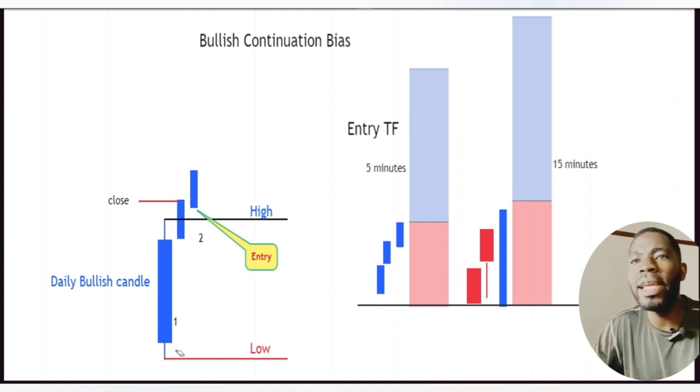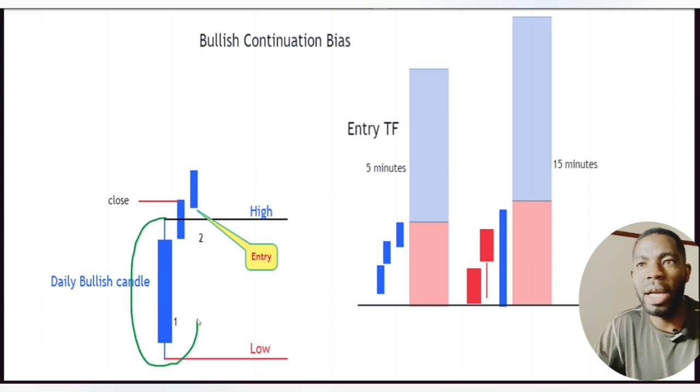So in a daily candle, if you see a daily candle like this one, there's this daily candle here. It takes one day to form. So when you see this candle, this is our first day, day number one. What we do on the chart is to mark out our lowest price of the day.